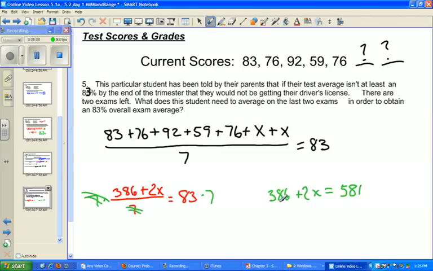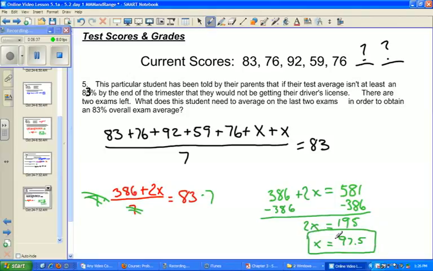581. Doing some algebra, we'll subtract 386 from both sides. We'll have 2x equals 581 minus 386. You'll find that that is 195. All that's left is to divide both sides by 2, and we'll get the answer 97.5. What we just found was, for this student, good news, bad news, I guess. The good news is they can still obtain this 83% average. It's doable. To do it, they need to average 97.5% on their last two tests. That might be the bad news. They need to score 97.5 on average.